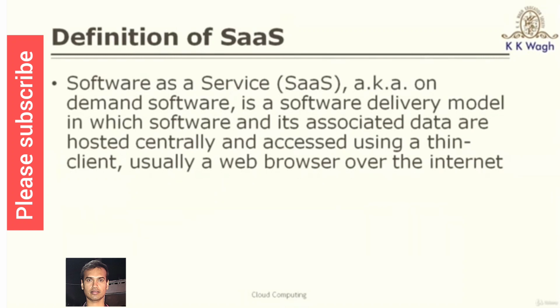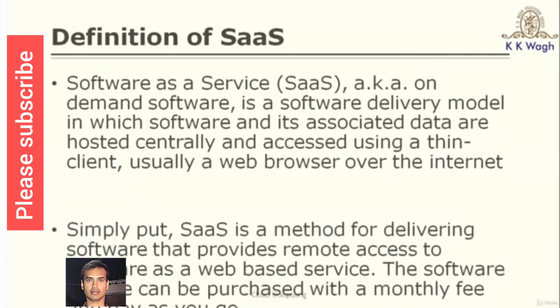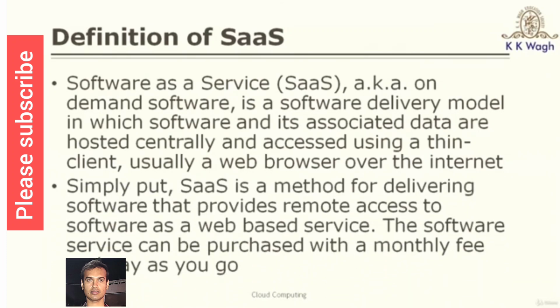We have seen the thin client. It has a monitor, a keyboard, a mouse, and internet connectivity. Through the browser, we can connect to the software which is not installed at our location, but at some remote location. Simply putting, SaaS is a method for delivering software that provides remote access to the software as a web-based service. The software service can be purchased with a monthly fee and pay-as-you-go model. The pricing model is pay-as-you-go. So whatever amount of software you use, for that time only you have to pay.